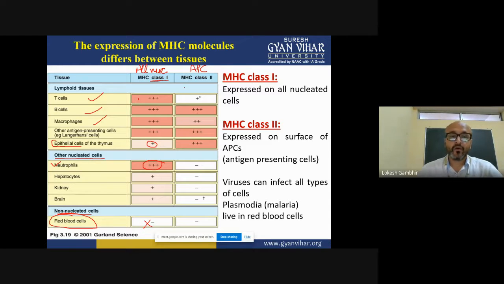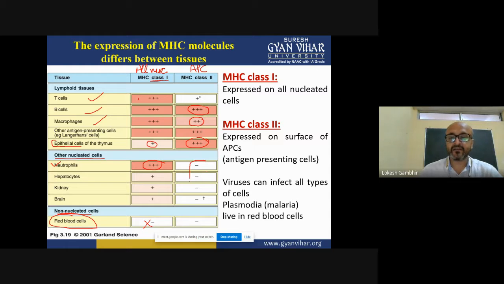Then class 2, only APCs. Please remember, only APCs. So we are talking about B cells, very high expression; dendritic cells, again high expression; macrophages, relatively less expression compared to B cells. Epithelial cells of the thymus are also antigen presenting cells, and they have a very high expression of class 2 molecule.